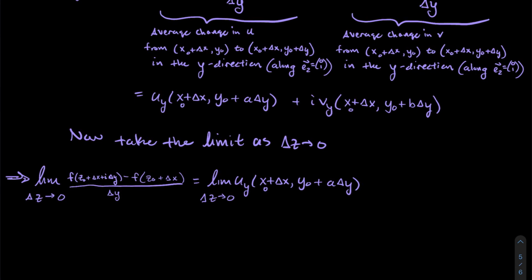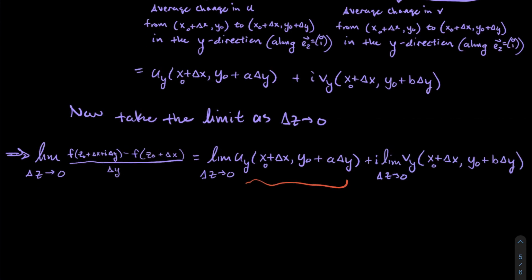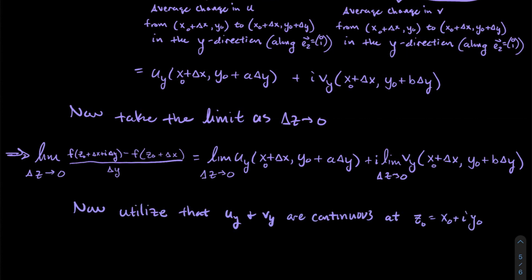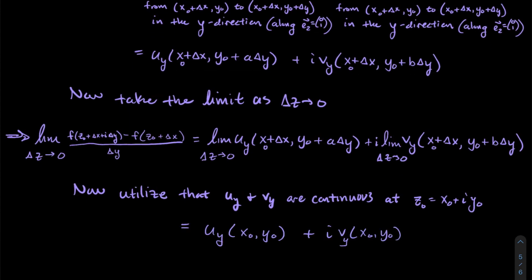And so what do I have then? The limit of this difference quotient I'm interested in should be equal to the limit of this partial derivative as delta z goes to 0, plus i times the limit of this partial derivative as delta z goes to 0. Again, I'm just taking the limit of the right side of the equation. But now what is that on the right side? Here's where we're going to utilize the fact that uy and vy are actually continuous. So this is where we need that extra hypothesis.